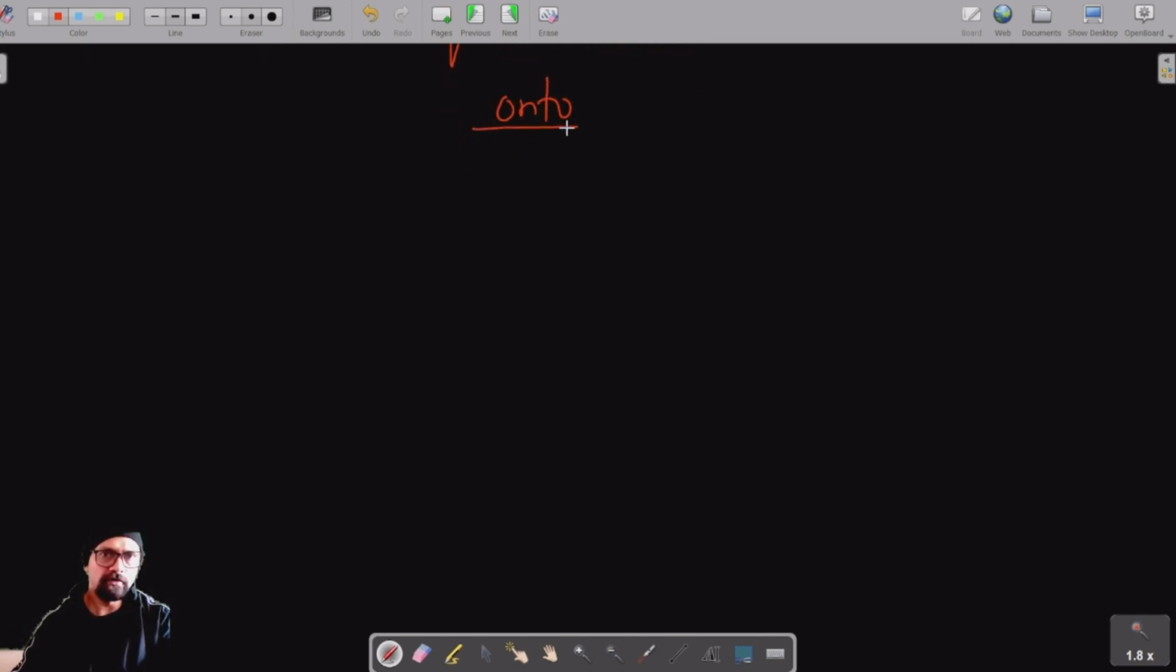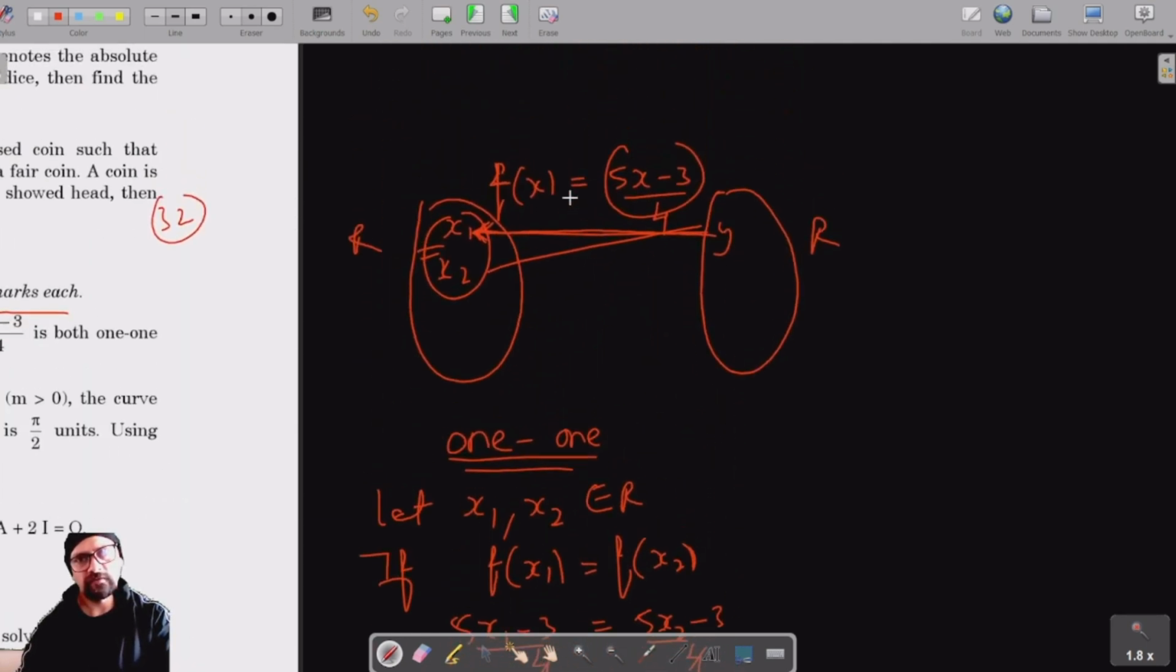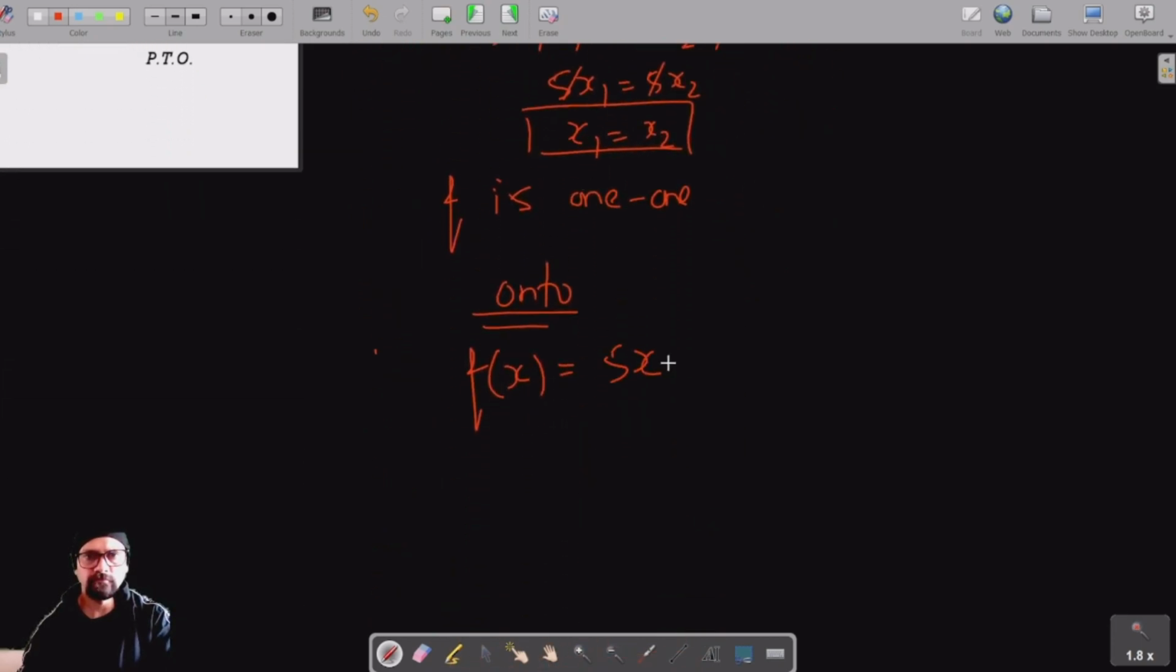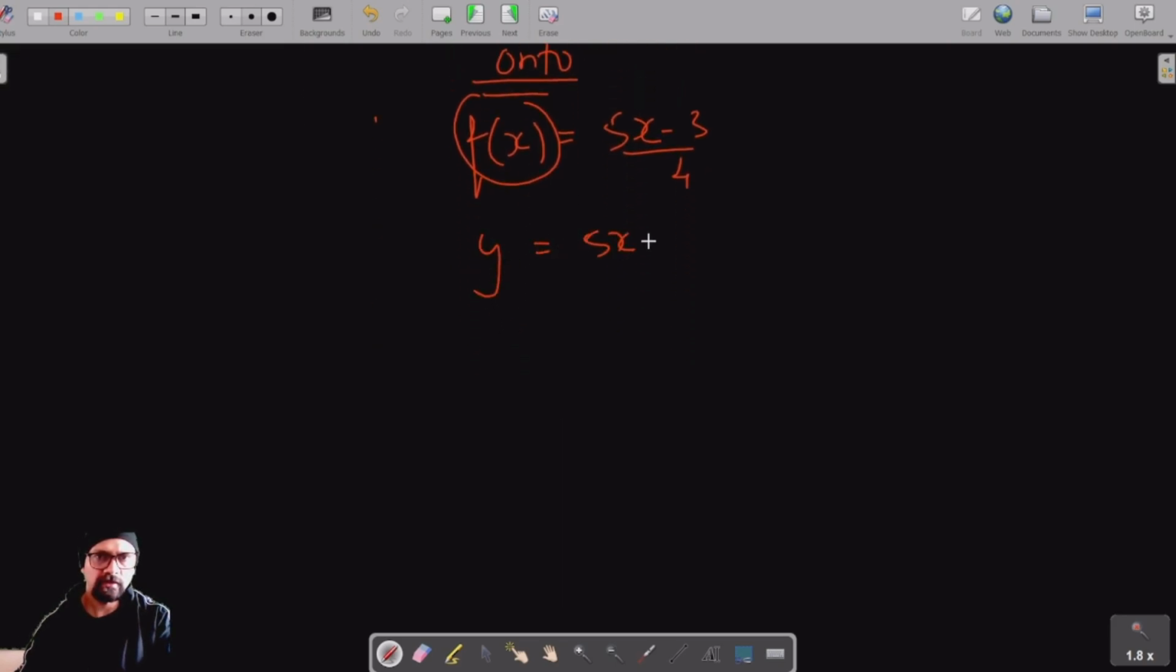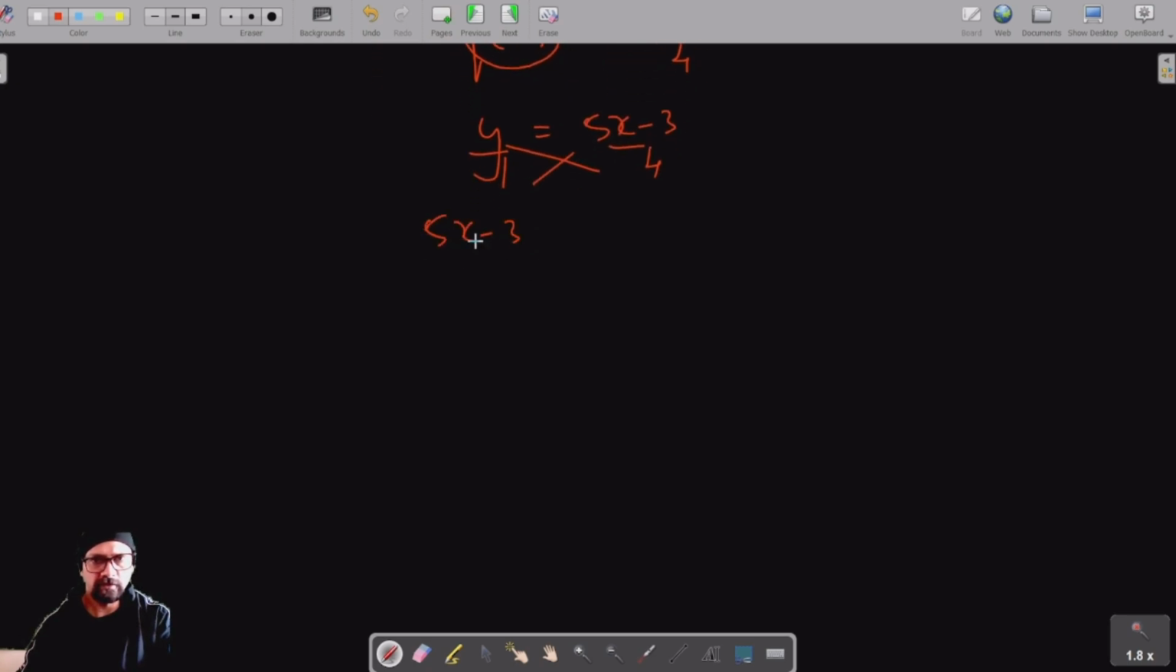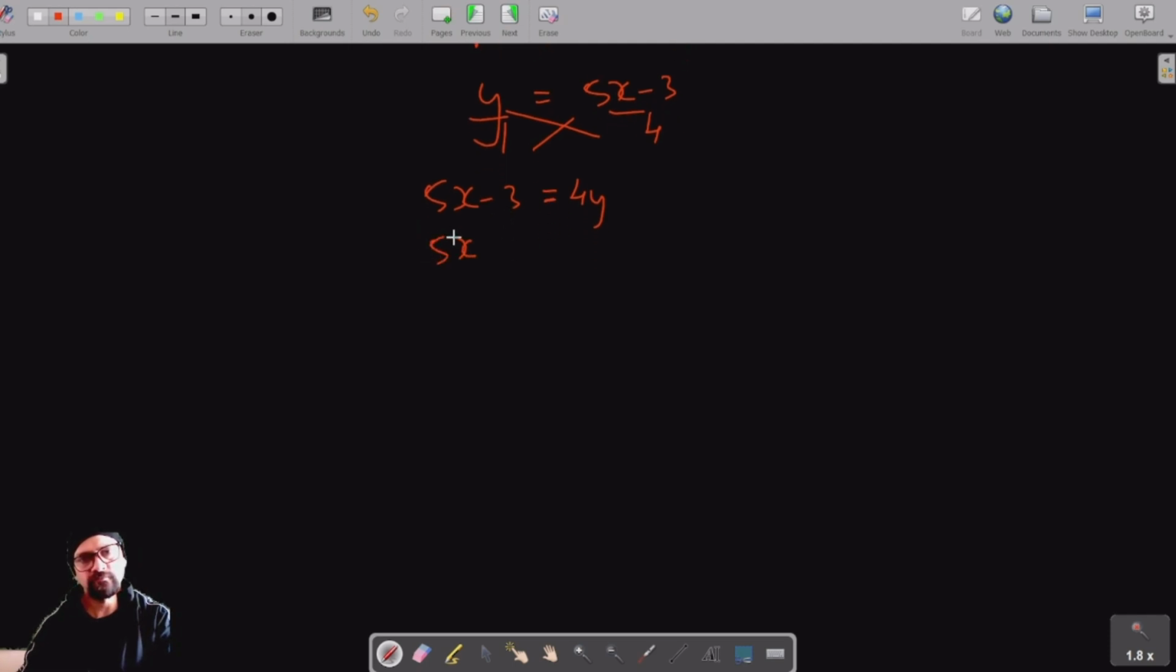And now for onto, our given function is f of x equal to (5x minus 3) by 4, and let f of x be equal to y. So let's try to get the value of x, which is 5x minus 3 is equal to 4y, which gives 5x is equal to 4y plus 3. So x is equal to (4y plus 3) by 5.